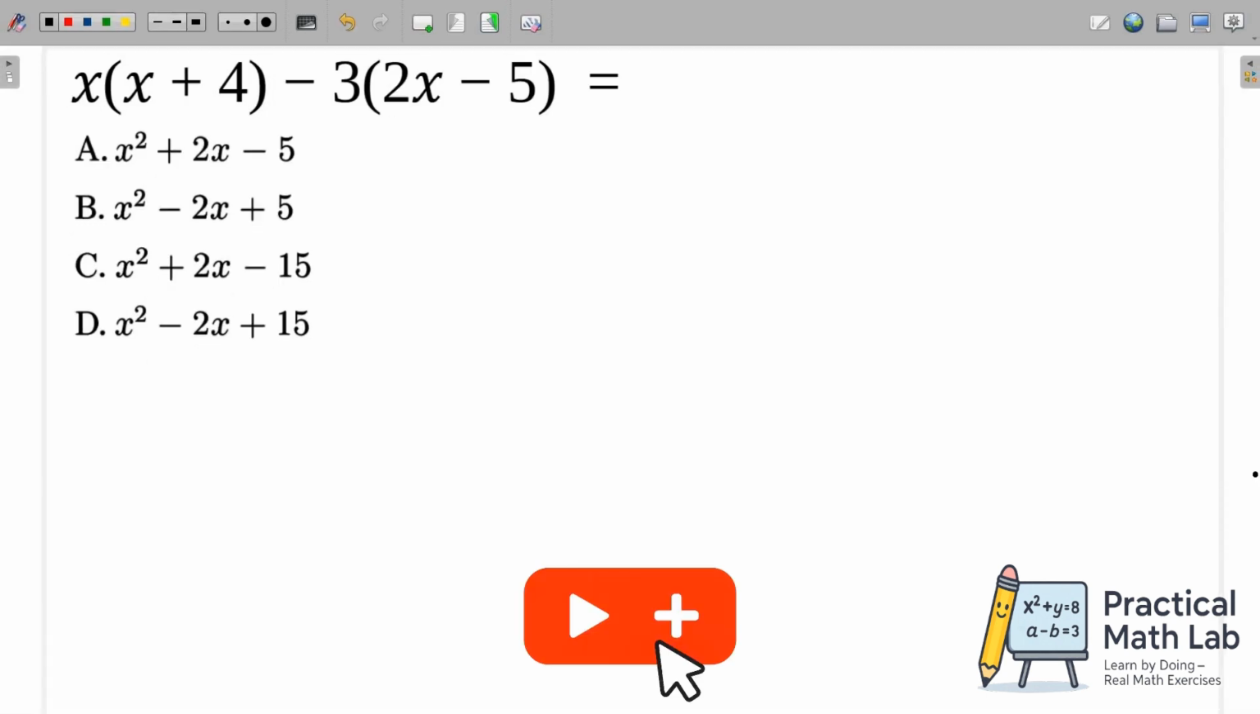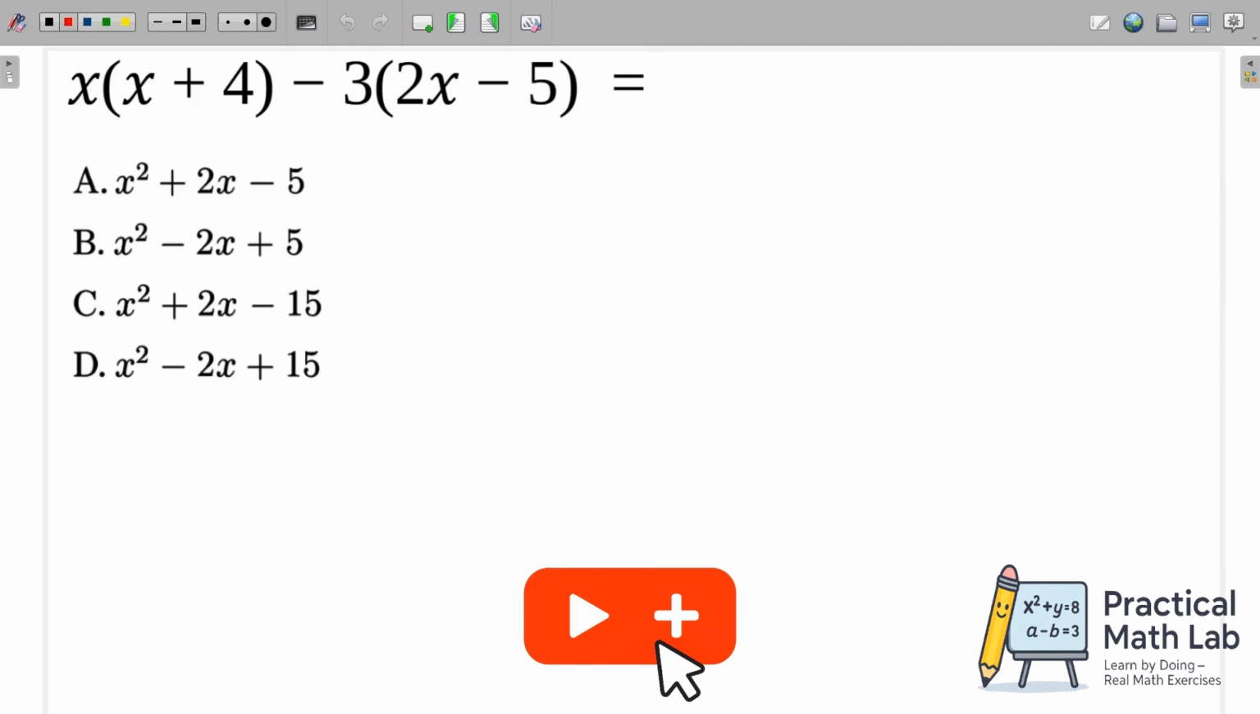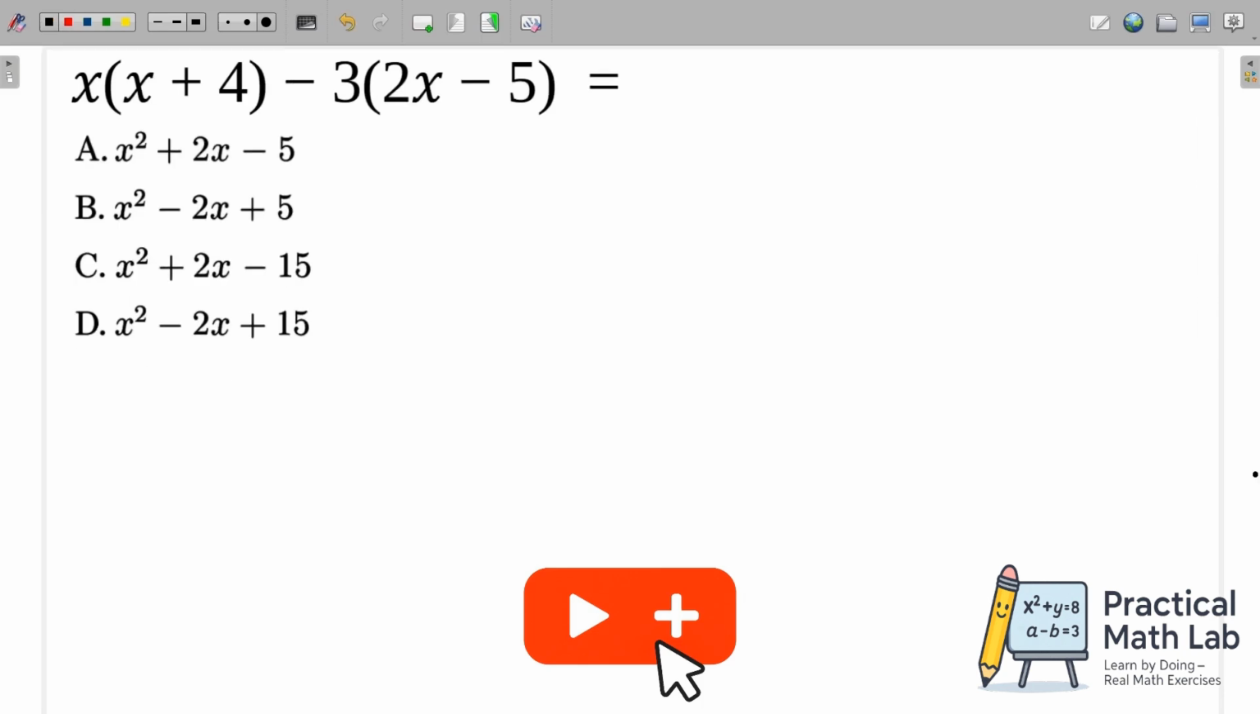Here's another exam question. Let's get to today's exercise. X times (x plus 4) minus 3 times (2x minus 5). How can this be rewritten? Option A, B, C, or D. Let's go straight to the point. Let's use the distributive property.